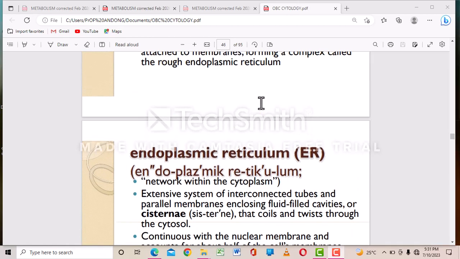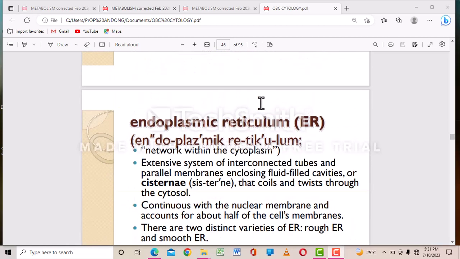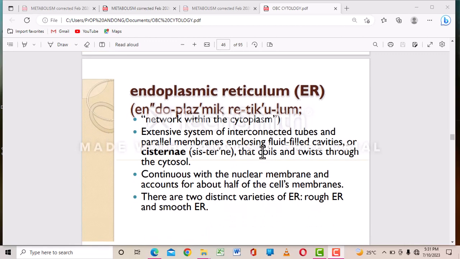Now, we go into the endoplasmic reticulum. Now, the endoplasmic reticulum is an extensive system of interconnected tubules and parallel membranes enclosing a fluid-filled cavity called the cistern. Now, the endoplasmic reticulum is also a double membrane-bound organelle. Now, the endoplasmic reticulum, its membrane, specifically the rough endoplasmic reticulum, is continuous with the nuclear membrane of the nucleus.